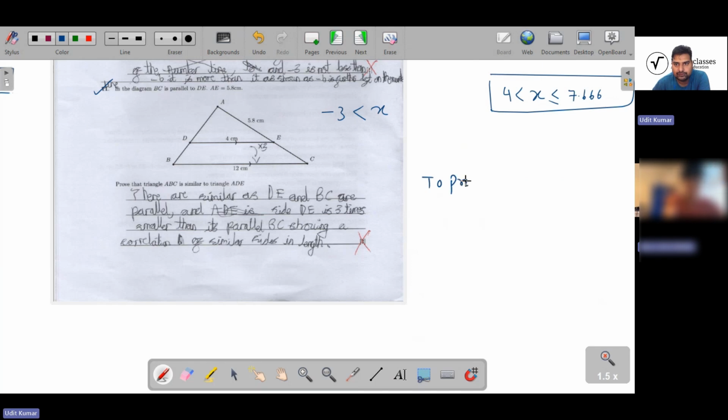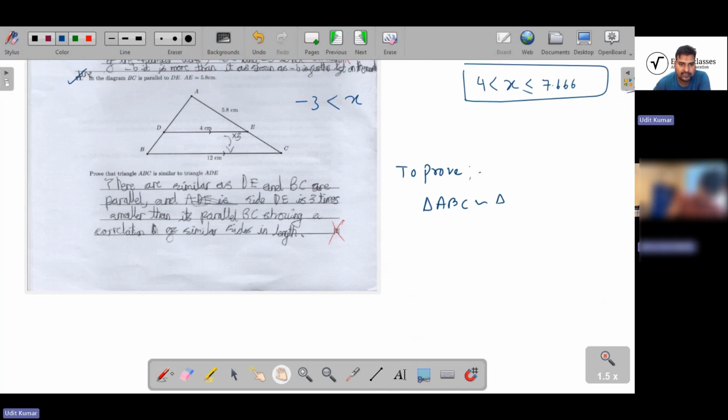To prove that triangle ABC is similar to triangle ADE.